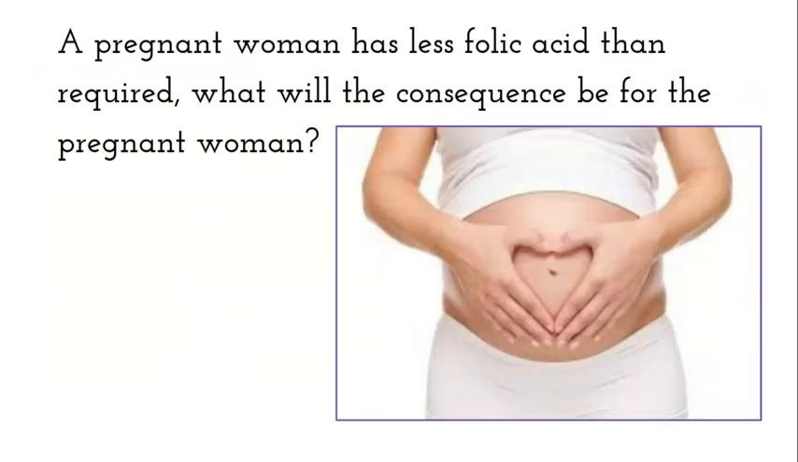So to explain effectively, we need to give a detailed function of folic acid, which we've already covered, and now we need to give a consequence. So this consequence is linked to a pregnant woman. So what I want you to do is to pause the video and have a think about what your consequence would be related specifically to a pregnant woman. So a pregnant woman has less folic acid than required. What will the consequence be for that pregnant woman? Pause the video and think about what your consequences would be.